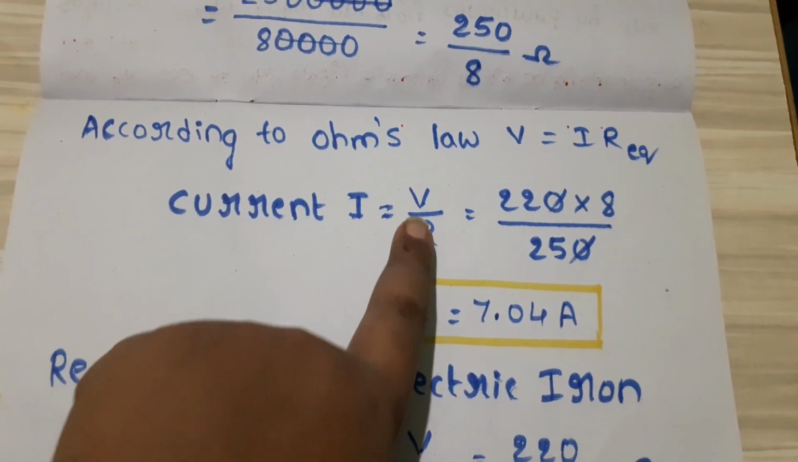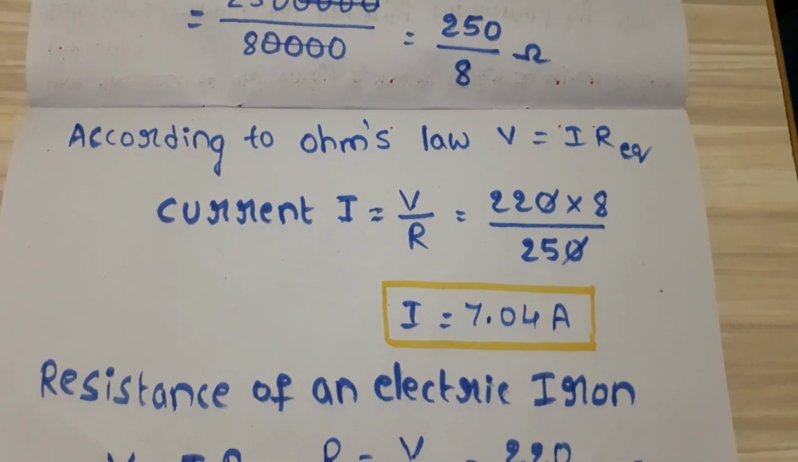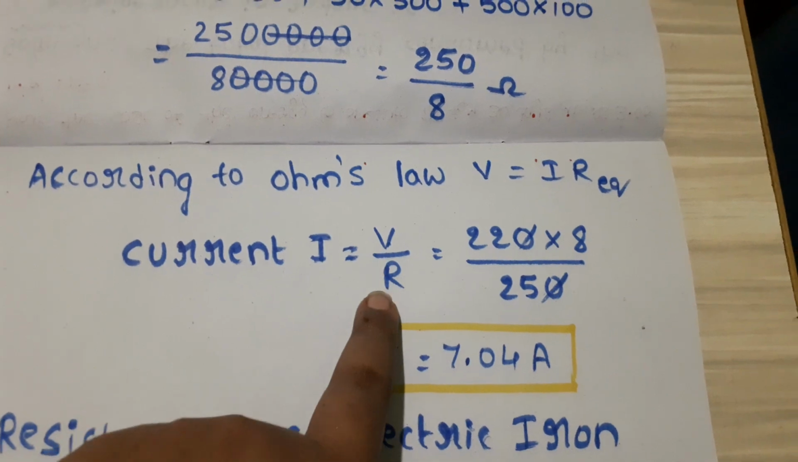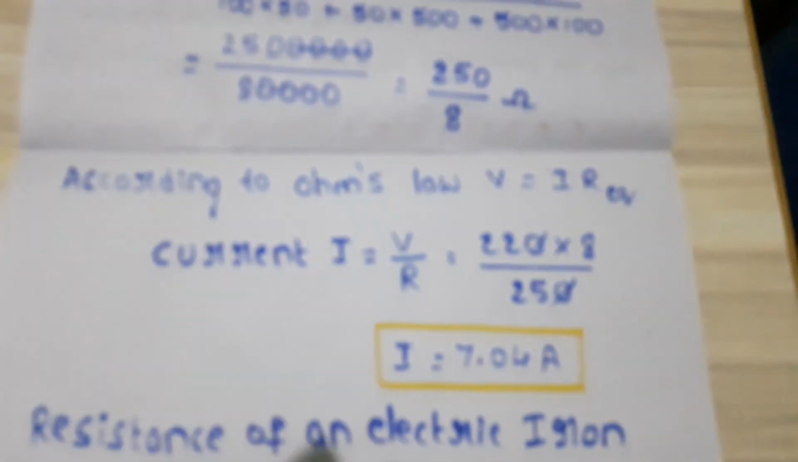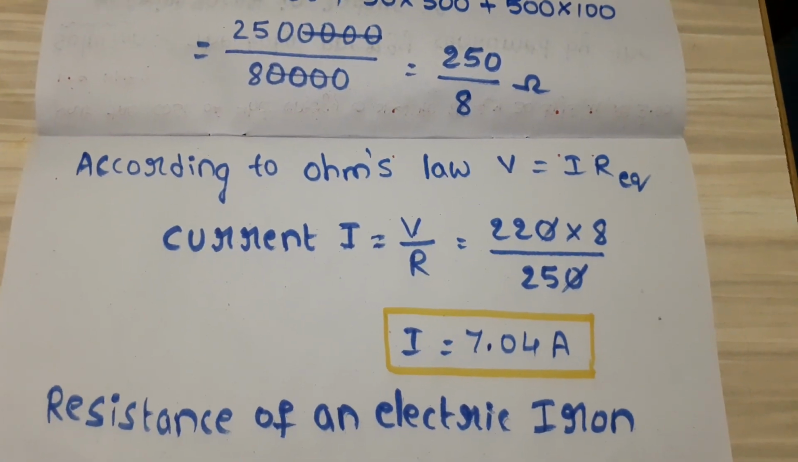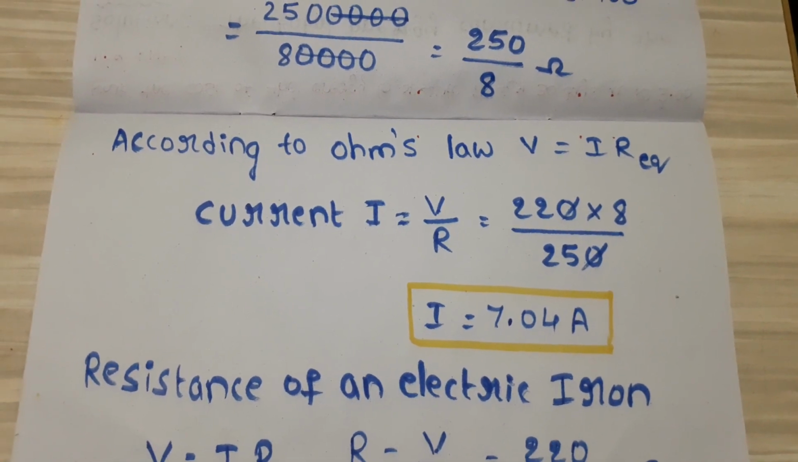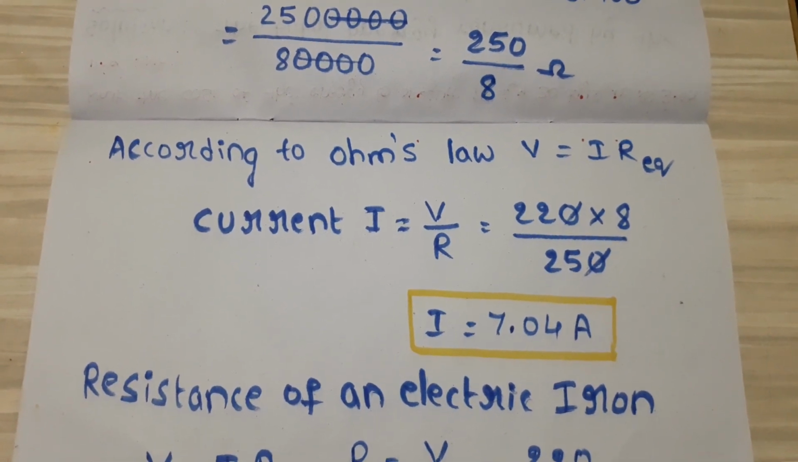V value, potential difference, is 220. So R value is 250 by 8, but here it is 1 by R, so the reciprocal of the value, 8 by 250. So the total I value is 7.04 ampere.